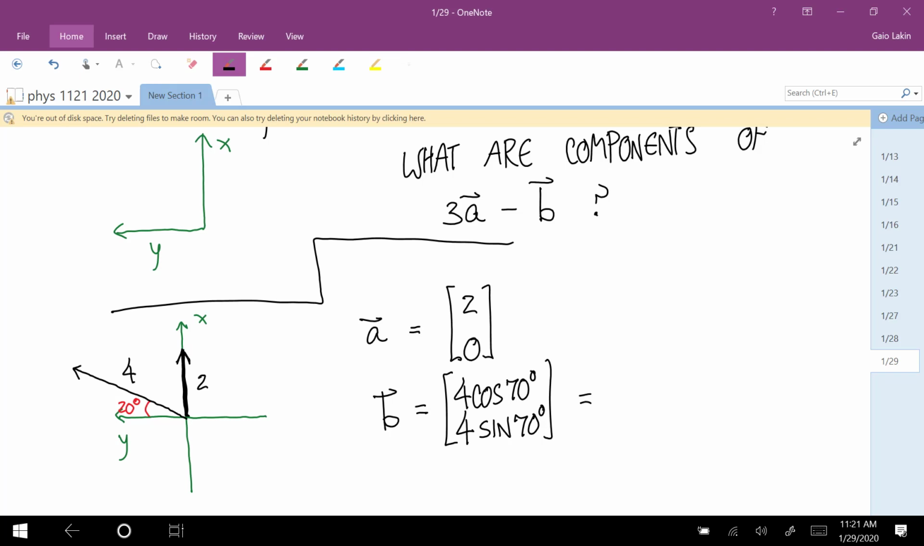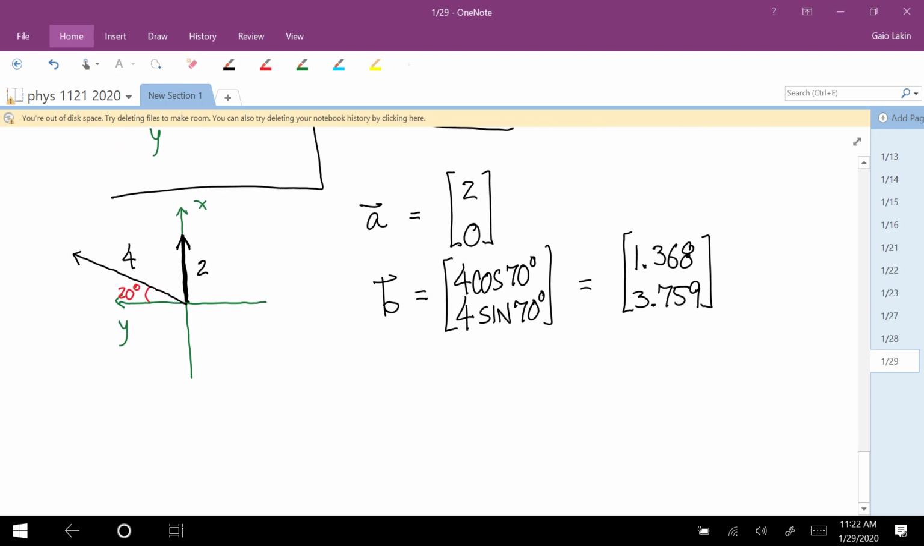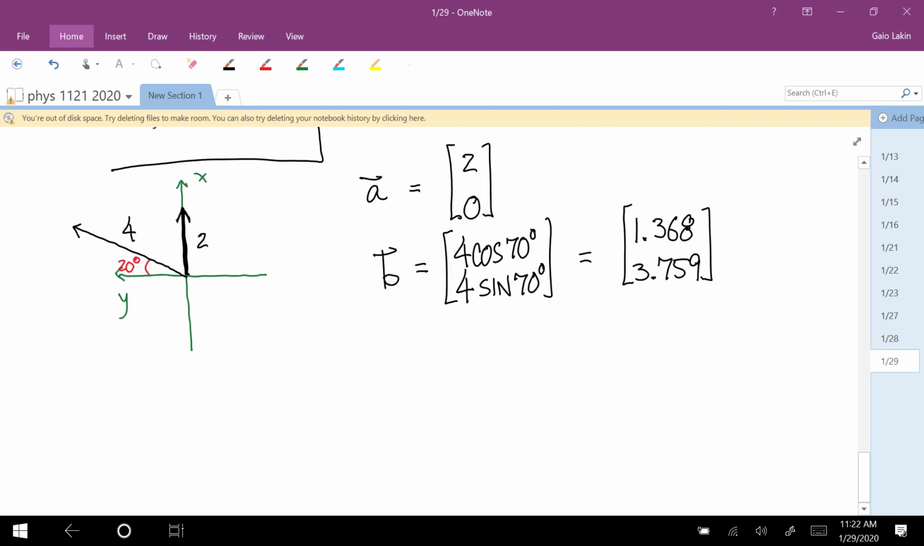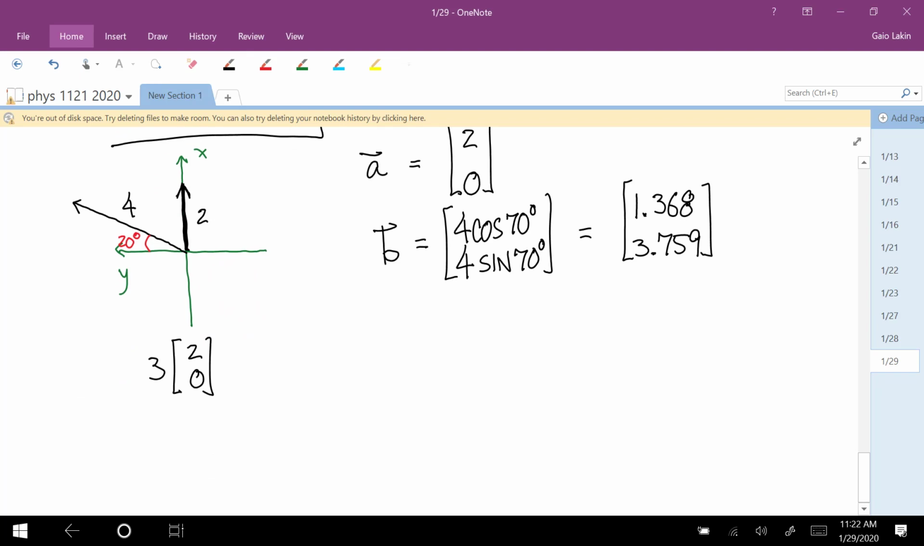First one, x is 1.368. Okay. And the y is 1.799. Okay, so now we have both of those in components. Now we're going to go 3 times the components of A minus the components of B.